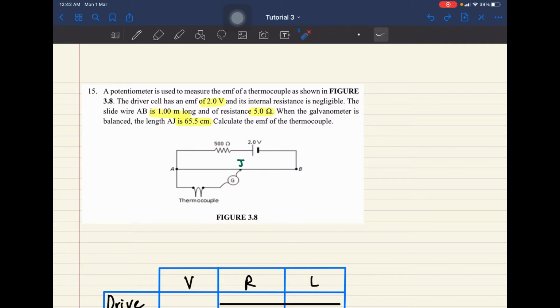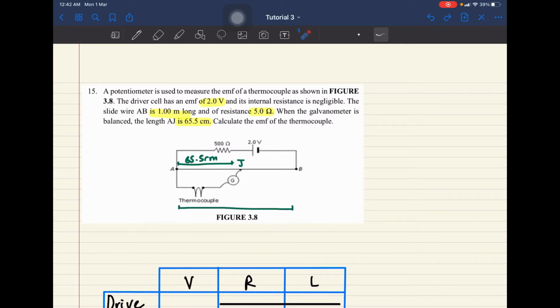In that case, VAJ will be equal to V thermocouple. So the question wants you to calculate the V thermocouple. So basically we can simply calculate VAJ. So this is the concept of potentiometer. So 65.5 is actually from A to J. Just write it over there.